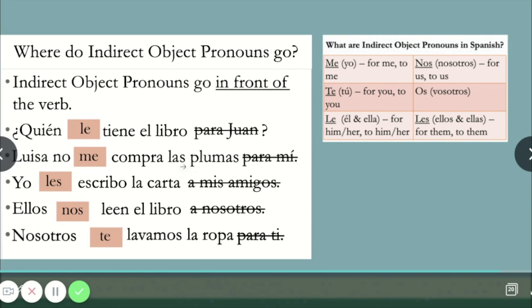Luisa no me compra las plumas. Luisa doesn't buy me the pens. Yo les escribo la carta. Okay, we know that les means to my friends. Ellos nos leen el libro. They read the book to us. We know that nos means to us, or for us. Nosotros te lavamos la ropa. We know that te is replacing para ti. We wash the clothes for you.